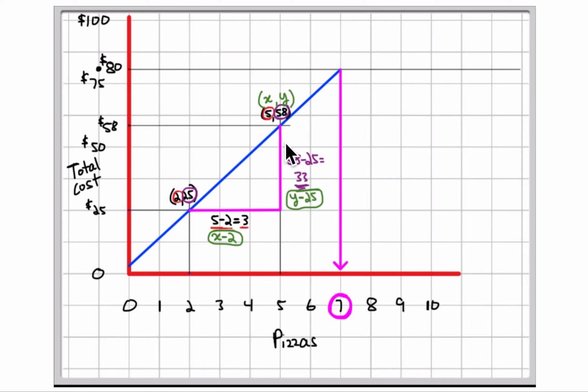And this length here along the vertical direction is y minus 25. Got to get rid of this 25 right here. So you're going to slide this down. Well, we slid it over and then you slide it down. So this is y minus 25.